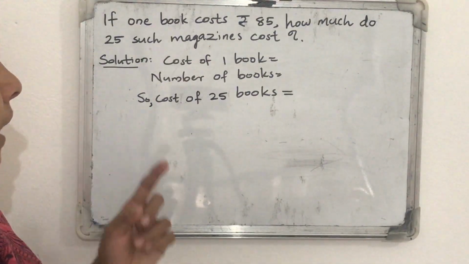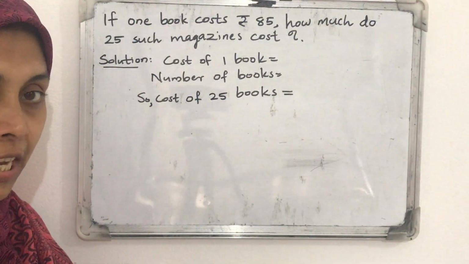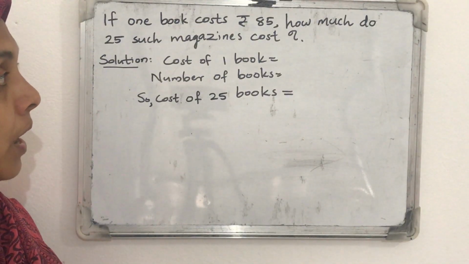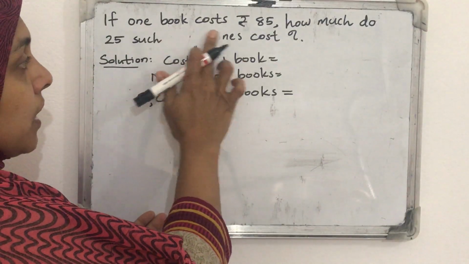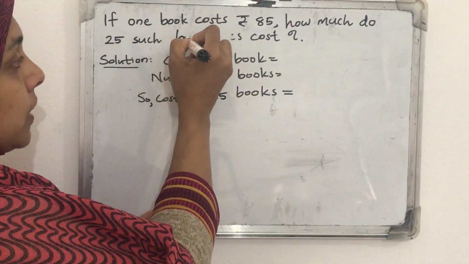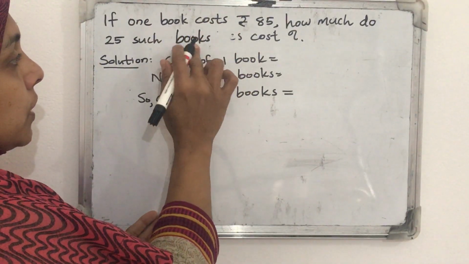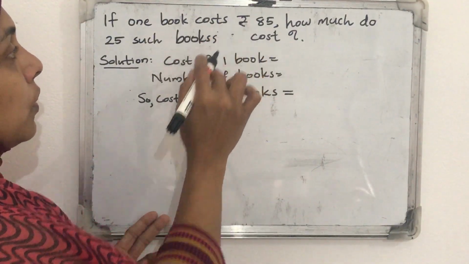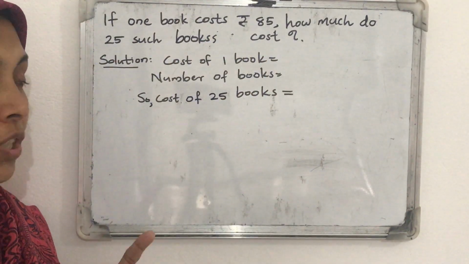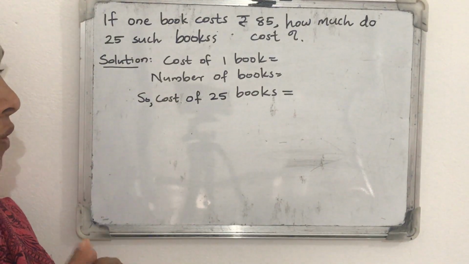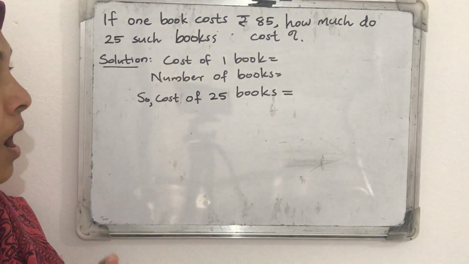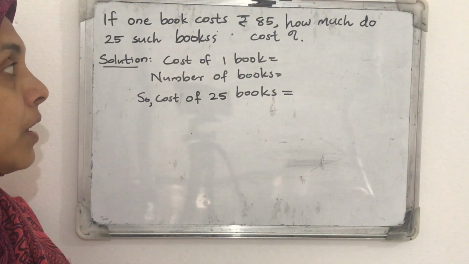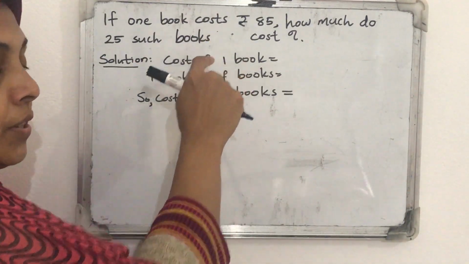First question: if one book costs 85 rupees, how much do 25 such books cost? Okay, books. 25 such books cost. So, what is the question? Read the question at least 2 times. If one book costs 85 rupees, how much do 25 such books cost?